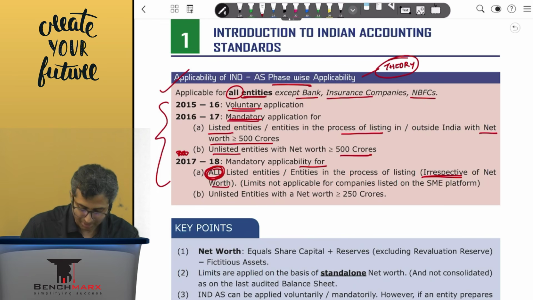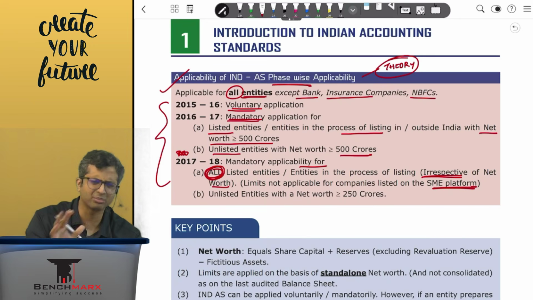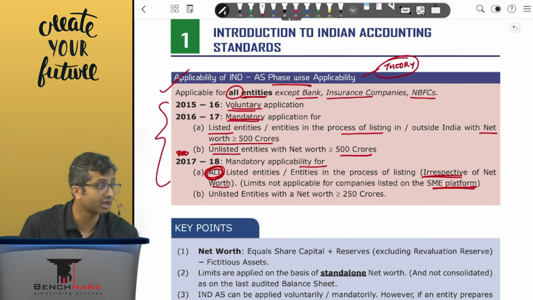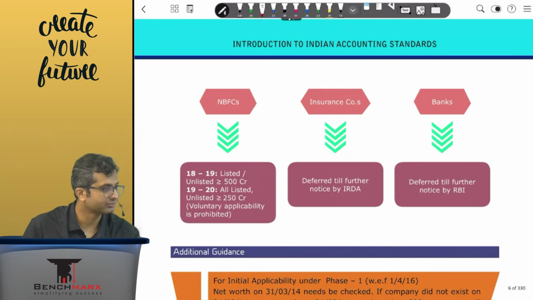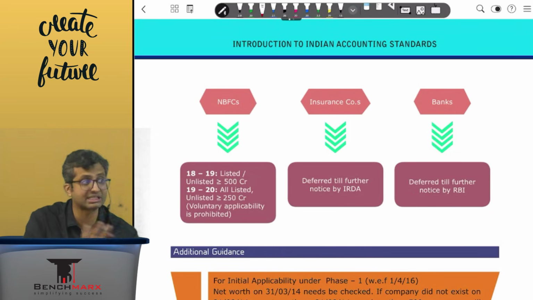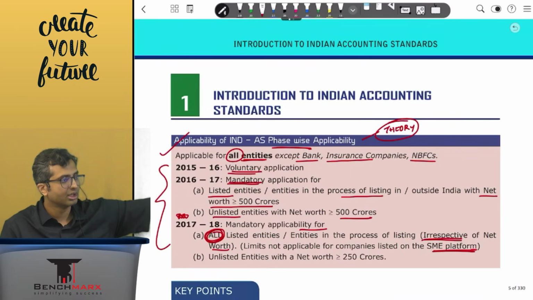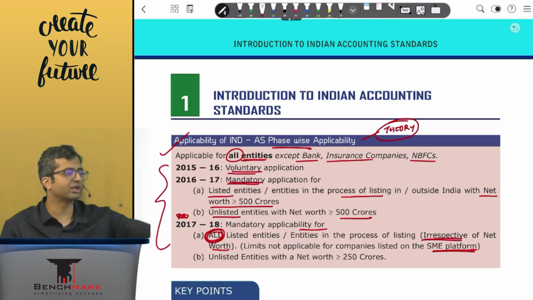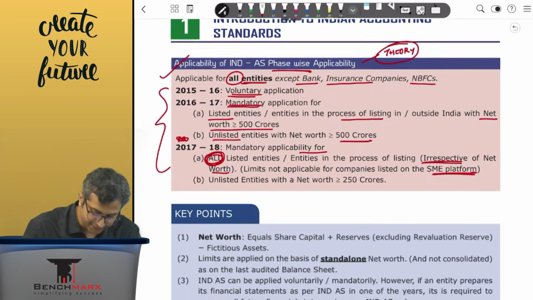Limits are not applicable for companies listed on the SME platform. That is fine, SME will not come in the sum. For NBFCs, there's a separate roadmap. Whatever the regulation is for NBFCs, banks and insurance companies, it's separate. This is only for entities other than NBFCs, banks and insurance companies.